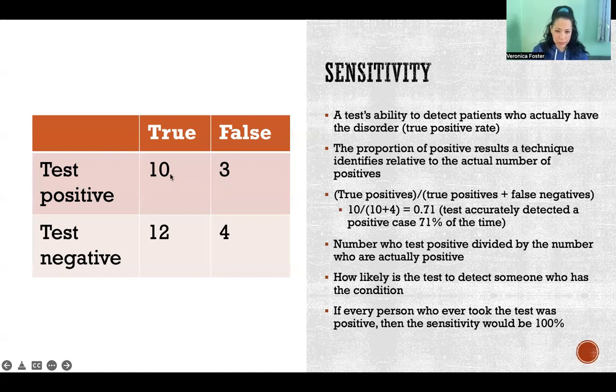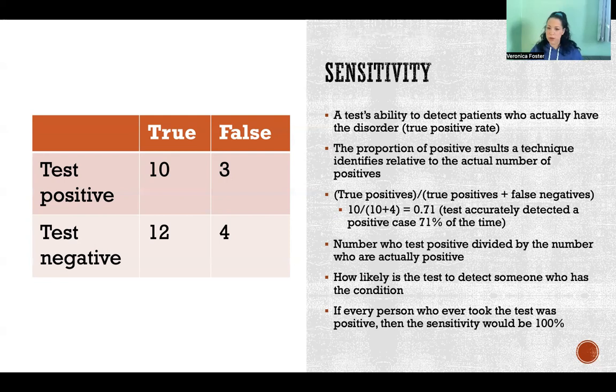Okay, so in our example here, using these numbers, we would use 10, that's the number of true positives, and we would divide that by 10 plus 4, because that's the number of false negatives. So 10 divided by 14 gives us 0.71, and that's the sensitivity for that test. So we can interpret that as the test accurately finds 71% of positive cases.